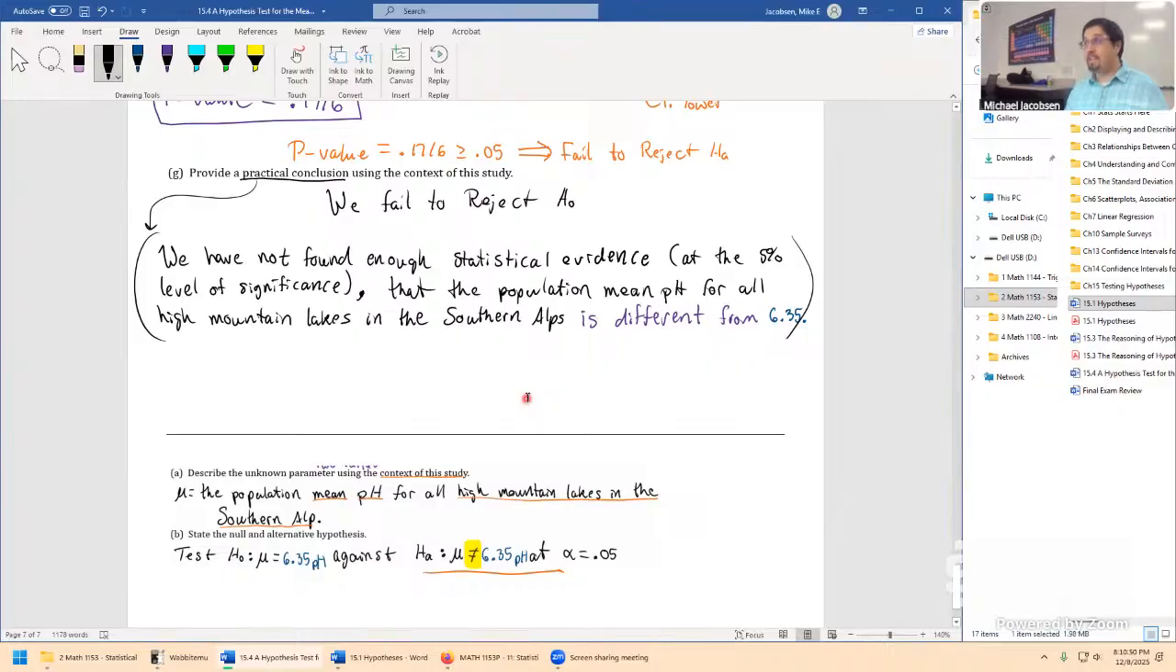And I would read that in for a full credit response. The way it gets tricky is the mistake that often is made is people sometimes say, we have found evidence that the population mean pH for all high mountain lakes is 6.35 because we didn't reject the null. That would be the only time we would lose credit in that case. So as long as you're avoiding that statement, yeah, you can absolutely say it that way.